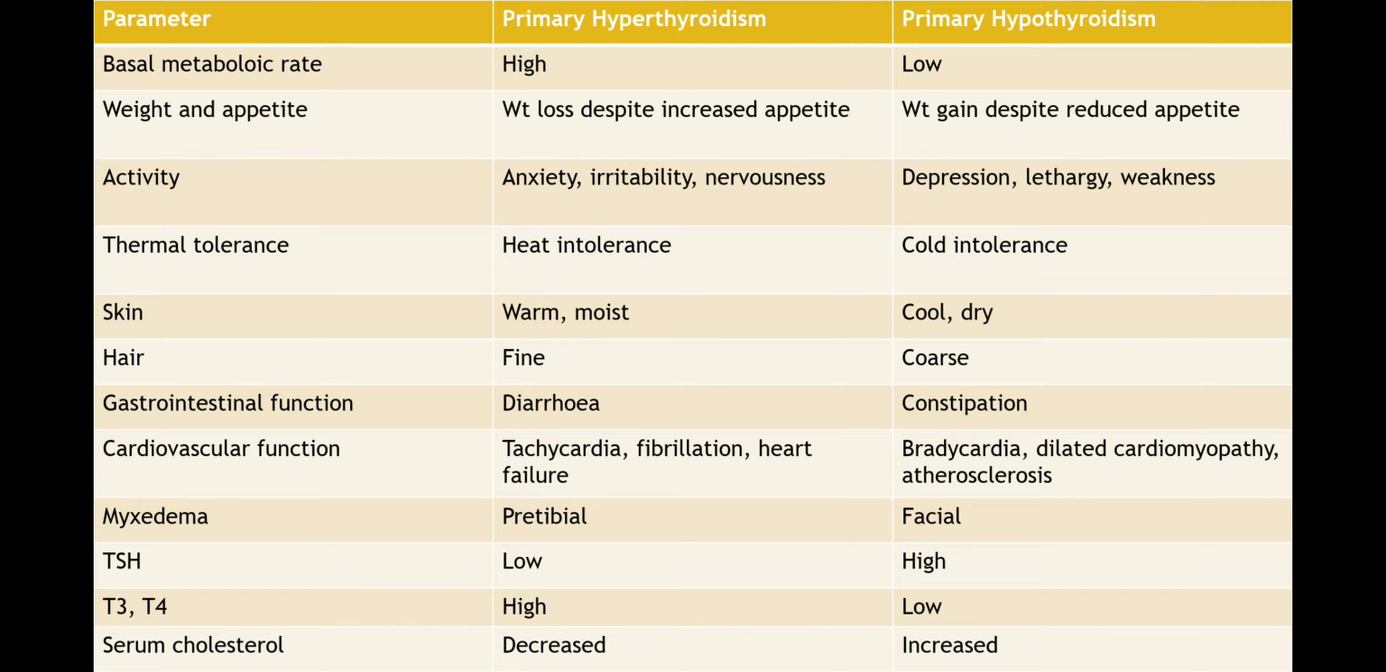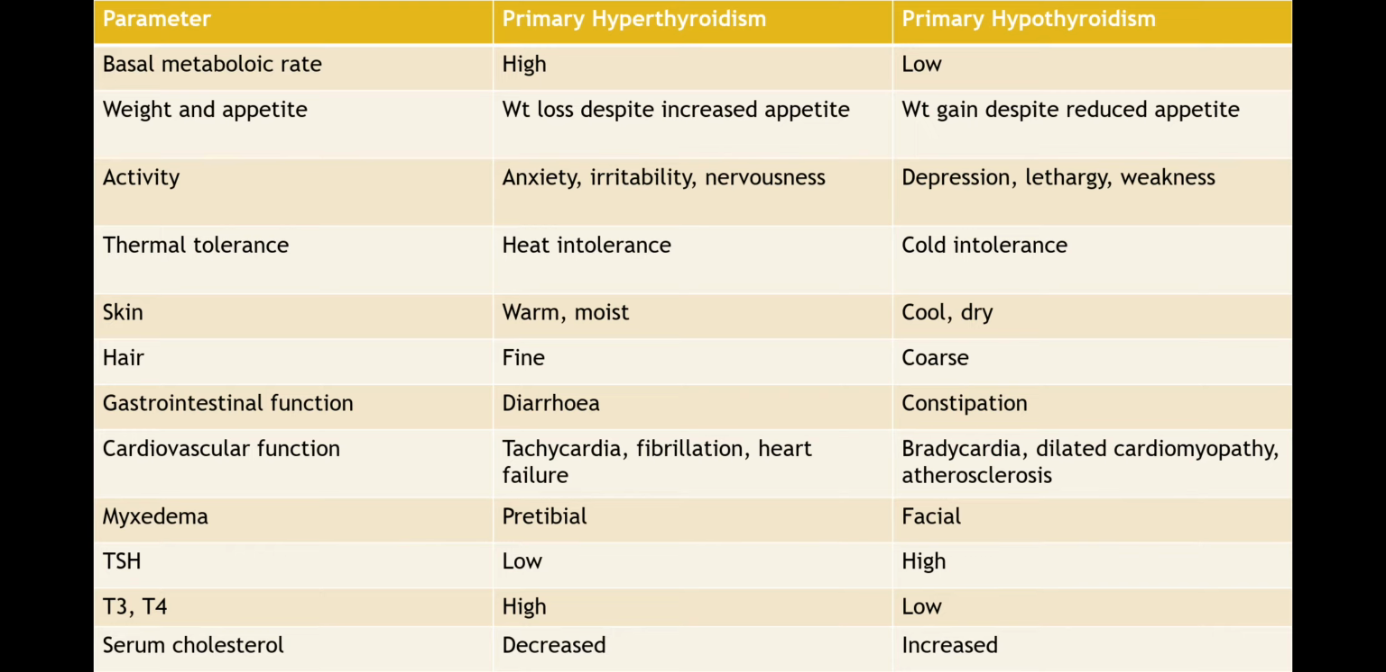There is heat intolerance in primary hyperthyroidism and cold intolerance in primary hypothyroidism. The skin is warm and moist in primary hyperthyroidism while it is cool and dry in primary hypothyroidism. Hair is fine in primary hyperthyroidism, coarse in primary hypothyroidism. GIT function shows diarrhea in hyperthyroidism and constipation in primary hypothyroidism.